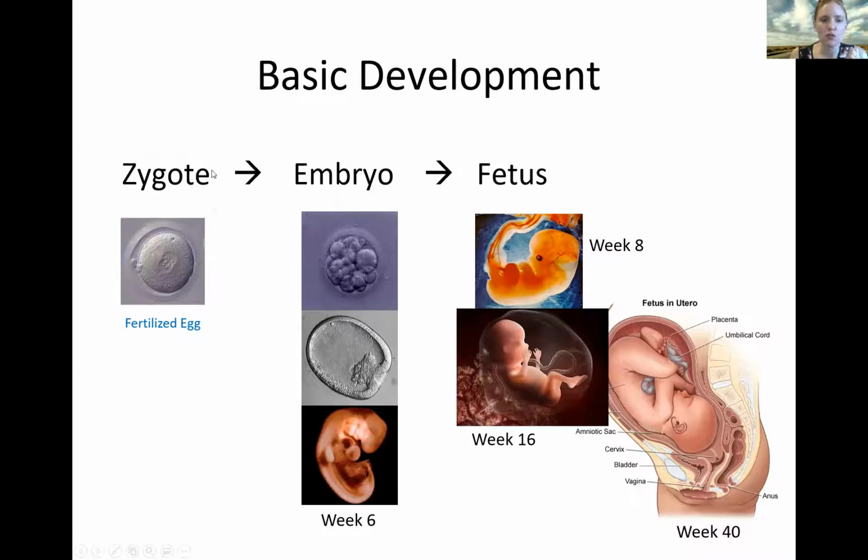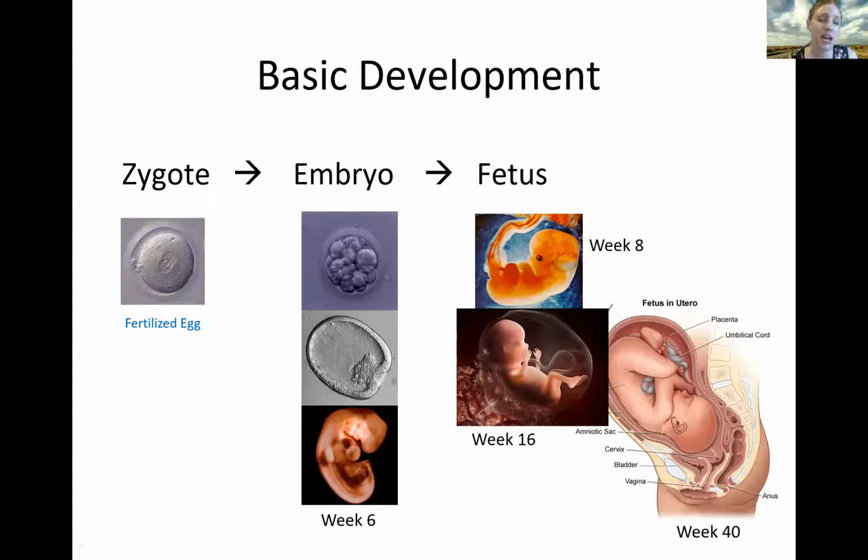Let's start with this first word, zygote. A zygote is just a fertilized egg, which just means that the sperm has penetrated the egg, it's dropped off the DNA, so we have the genetic material still in there. That is a zygote. Okay, so just a fertilized egg. From there, the zygote will begin to divide.